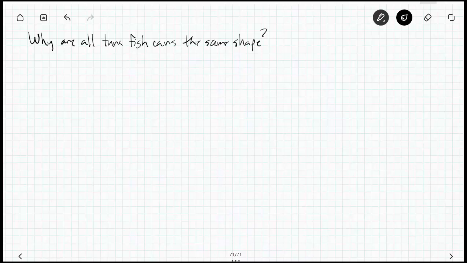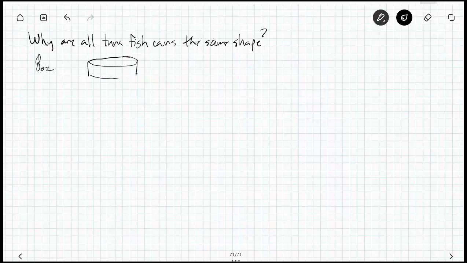Now you may say, wait a second, Ripley, why are all tuna fish cans the same shape? Well, if you go into a grocery store and look at tuna fish cans, it doesn't matter if they came from Bumblebee or Chicken of the Sea or Starkist, they're all the same shape for an 8-ounce can of tuna, right? I got this 8-ounce can, and they're cylindrical, right? Which kind of makes sense.